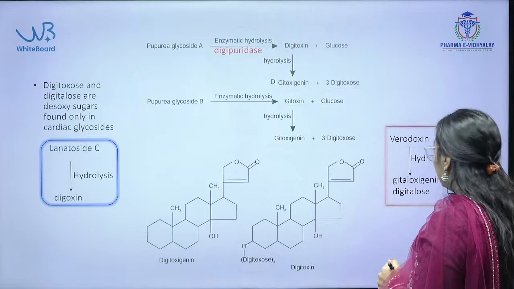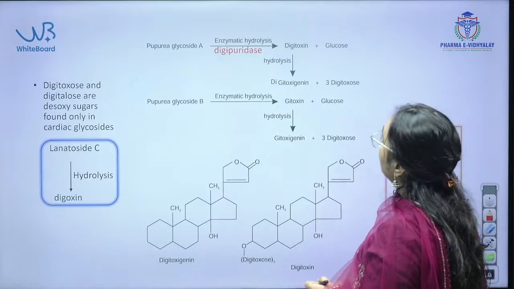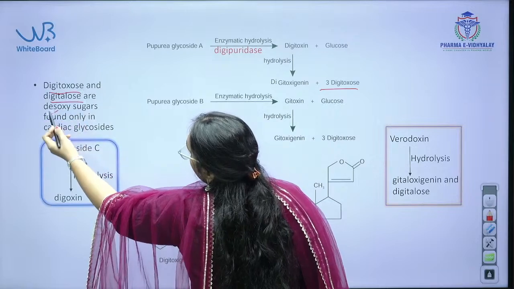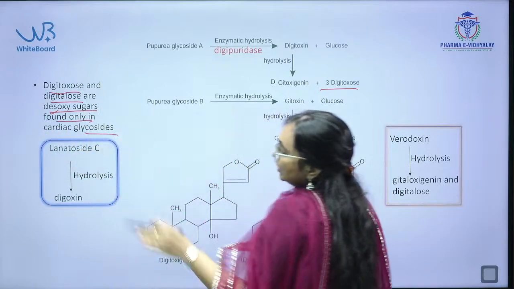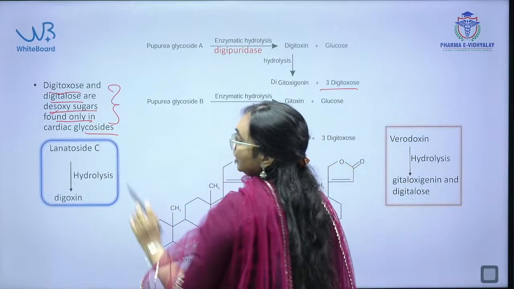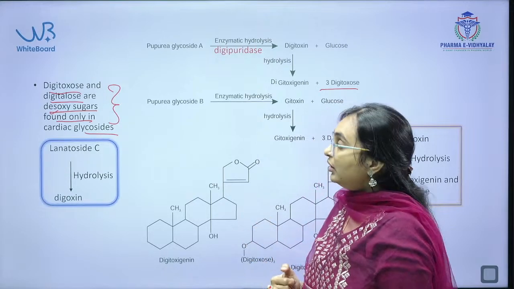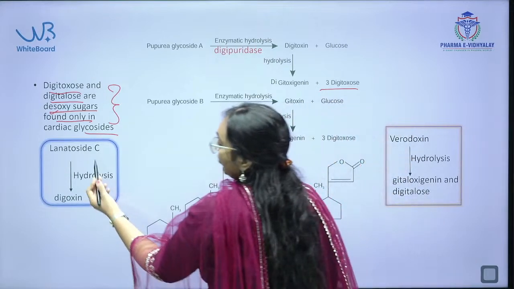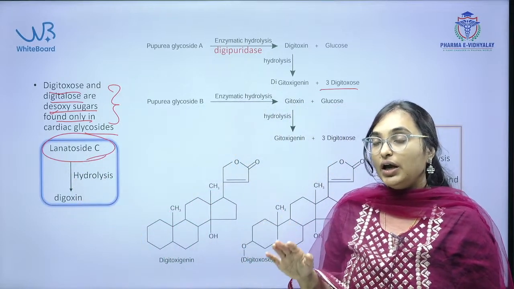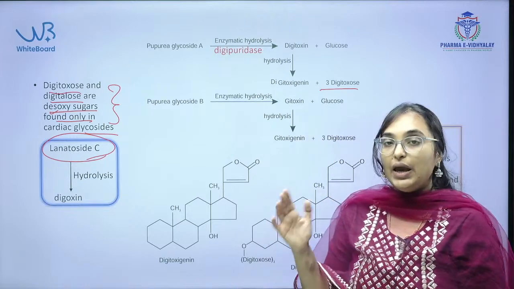One important point here is digitoxose and digitalose. Digitoxose sugar and digitalose are deoxy sugars found only in cardiac glycosides. So, these are found only in cardiac glycosides, digitoxose and digitalose. Next, another important point: lanatoside A and B are the acetyl derivatives of purpurea glycosides A and B.